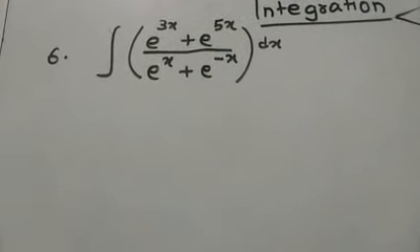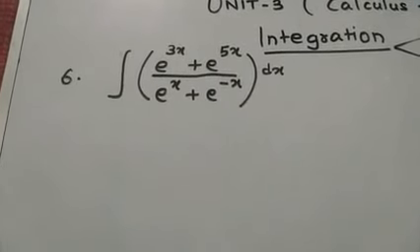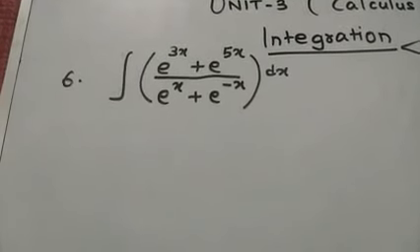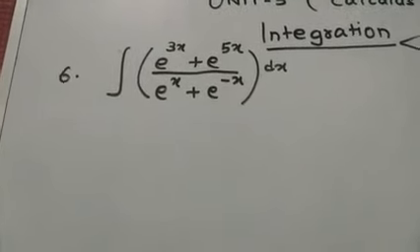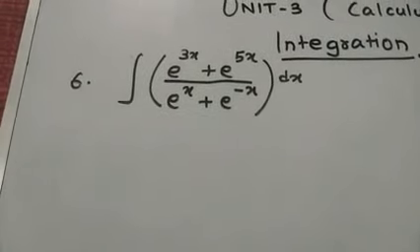Integration over e to the power 3x plus e to the power 5x divided by e to the power 3x plus e to the power minus 5x. Confused? No need to be confused. A very simple question. Just a small adjustment will lead to the answer.